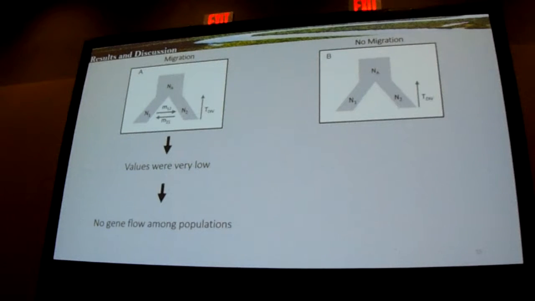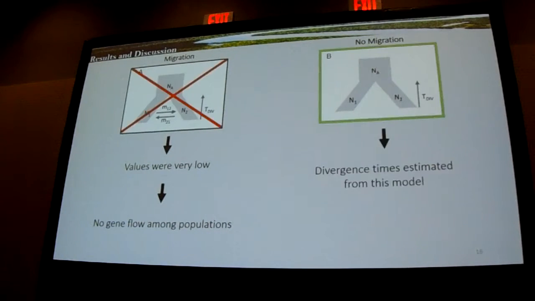And for the migration model, we found very low values, or most of the time 0. So we concluded that no gene flow is going on between populations. For the divergence time, we estimated the no migration model for all the rivers.